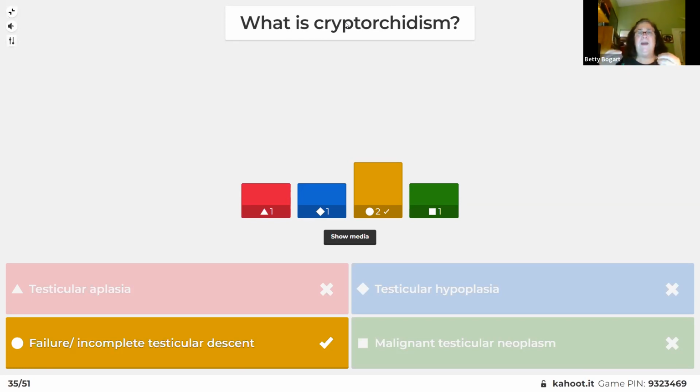Now, what is the best way to test for this so that we know we're getting a proper answer? Are they descended or not? If your room is cold, what happens? They're going to suck up their testicles, right? So make sure your examining room is warm so that the testicles will be down, distended where they should be, okay?